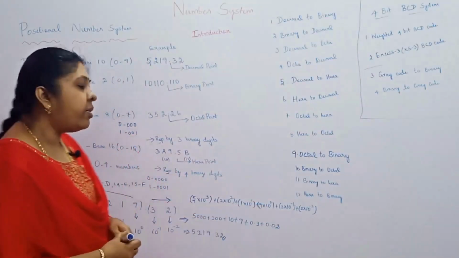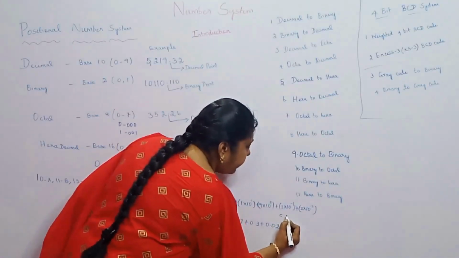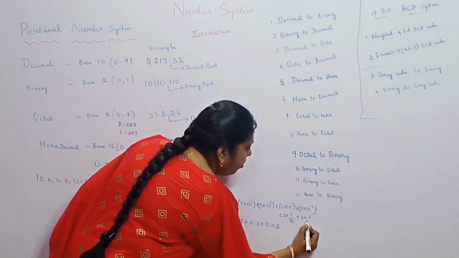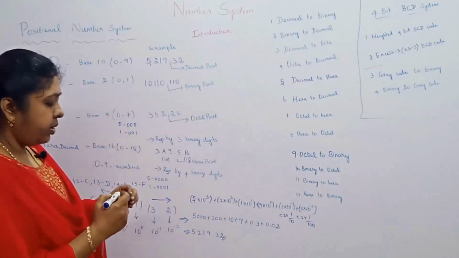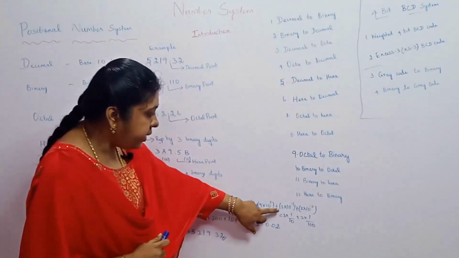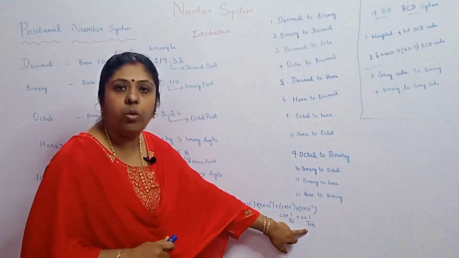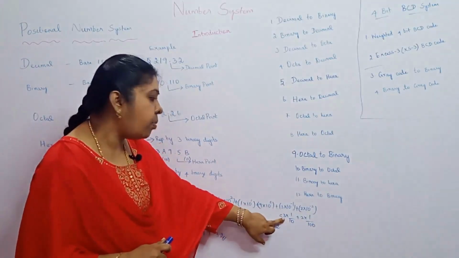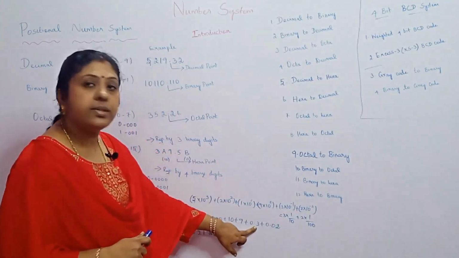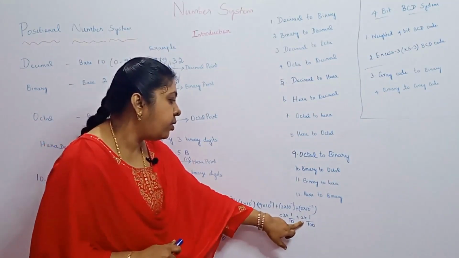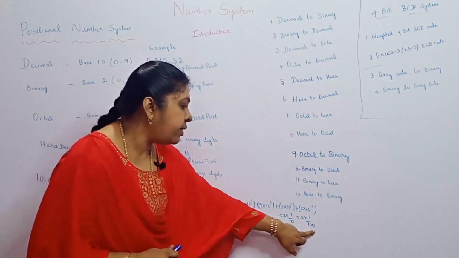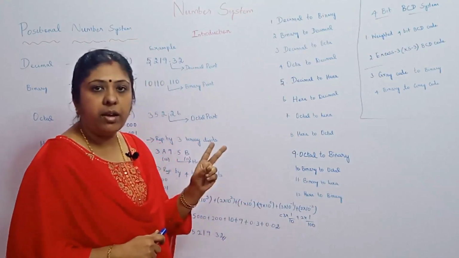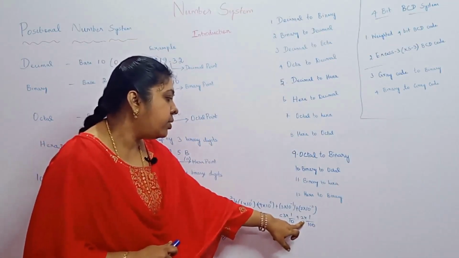Plus 3 into 10 power minus 1. The value is calculated as 3 into 1 by 10 plus 2 into 1 by 100, since the power is negative. So what happens? 3 by 10 has only 1 zero, so it is 0.3. And 2 by 100, which contains 2 zeros, so there must be 2 digits after the decimal point: 0.02.